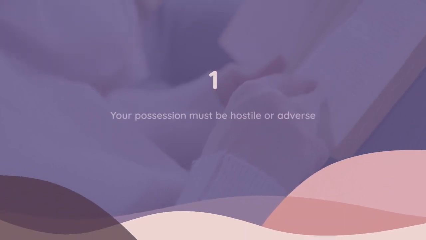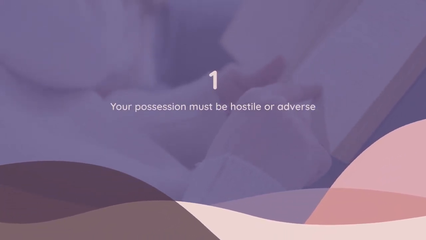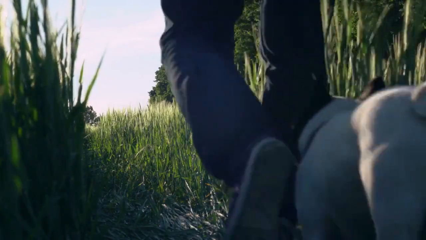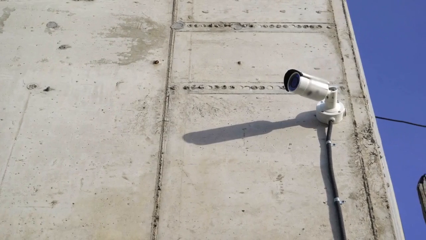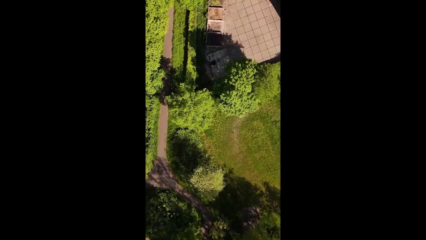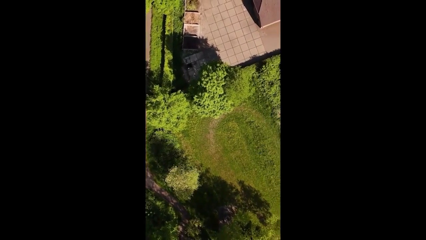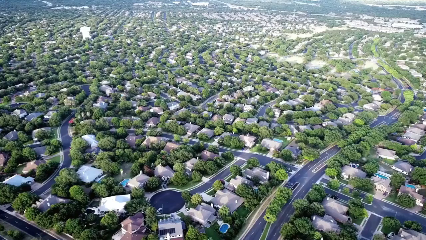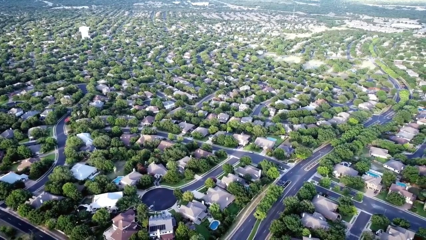First, your possession must be hostile or adverse. This doesn't mean you need to be angry or fighting. It simply means you are occupying the land without the true owner's permission. You are not a renter. You are not there by agreement. Your use is against their ownership interest.